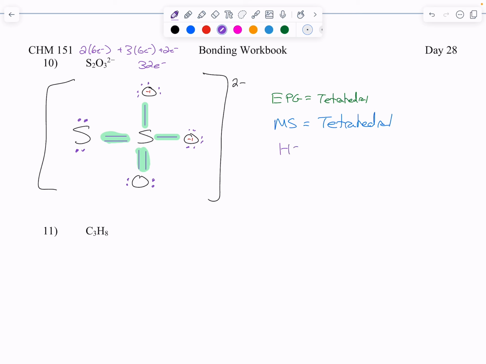Hybridization, sp3. Polar, yeah, I'd say it's polar. Resonance, yes, because this double bond right here can go there and it can go there. So there's resonance.